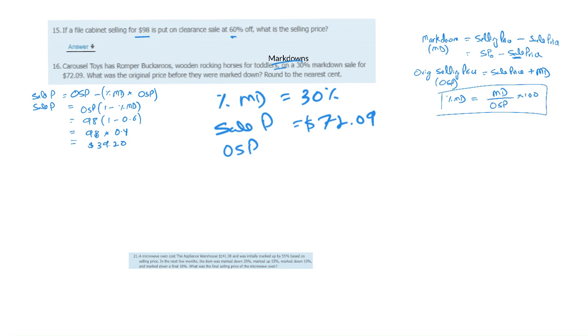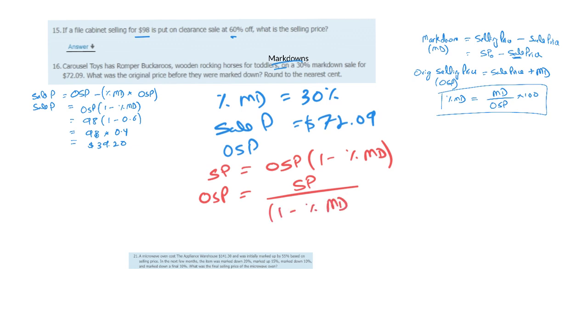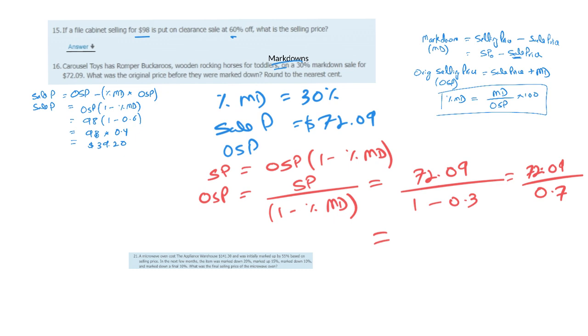And again, we can apply our markdown formula. We had established that our sale price is our original selling price times 1 minus our percentage markdown. Rearranging this, we get the original selling price is our sale price divided by 1 minus the percentage that we have marked down. So in this case, our original selling price is our sale price, which is $72.09, divided by 1 minus 0.3, or 72.09 divided by 0.7. And when we do the math, we find that this is equivalent to $102 and roughly 99 cents. So this is our original selling price.